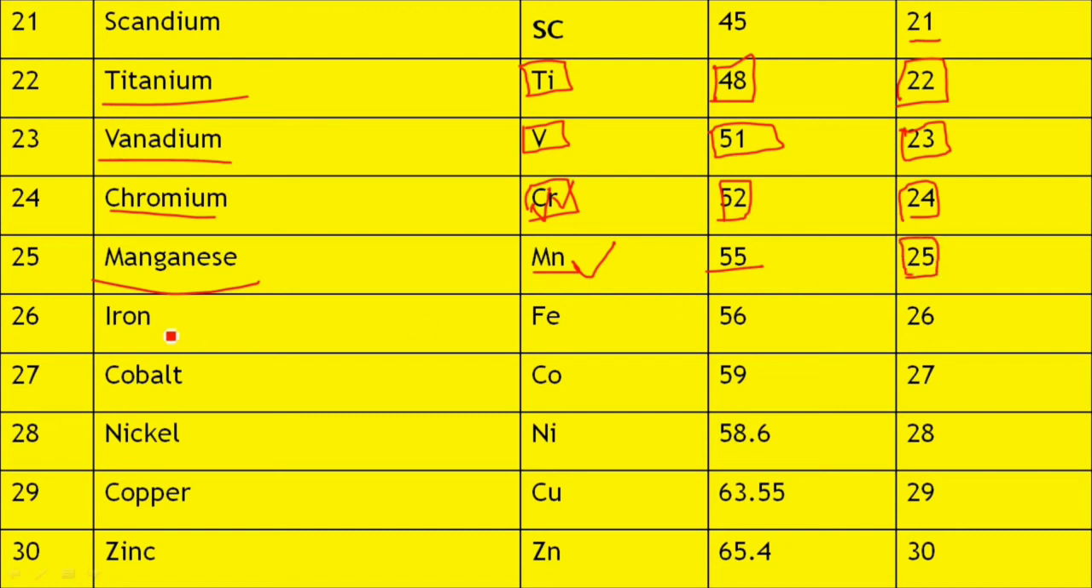Now let's go to iron. The 26th element, iron. Iron means Fe. I think everyone knows what iron is. It's a metal. Next, 56 is the atomic mass and 26 is the atomic number of iron. Okay, next, cobalt. Its symbol is Co and its atomic weight is 59 and its atomic number is 27.